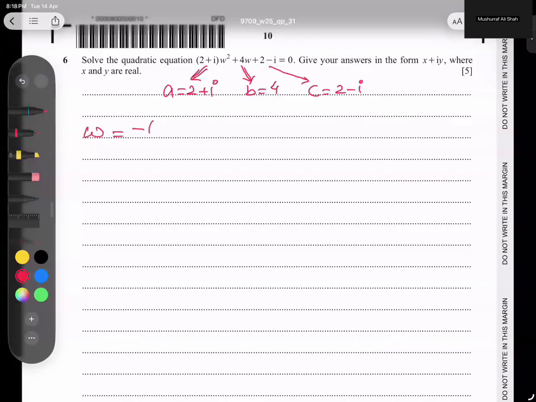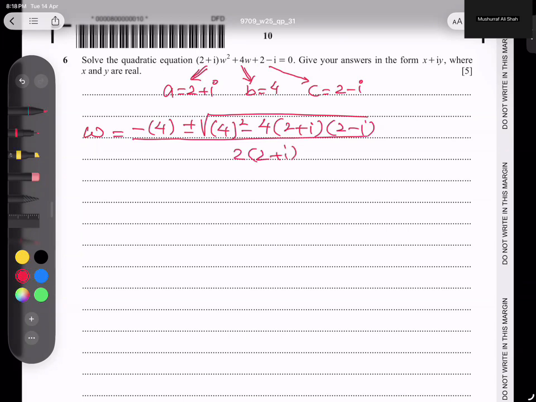So negative B plus and minus the square root of B square minus 4AC, divided by 2A. I think the point is very clear, 2A. Now how to do this one further? Negative 4 plus and minus. Here, a very important criterion: (A plus B) times (A minus B). Whenever you have A square minus B square, when you factorize, in the brackets, whatever the values, one time plus and one time minus.